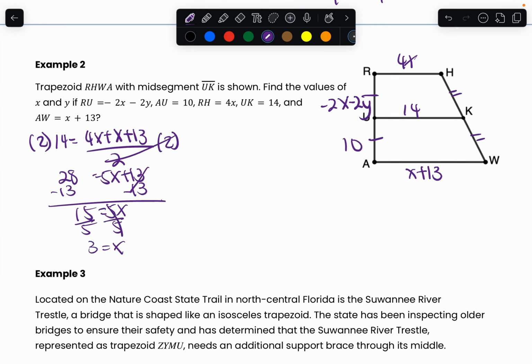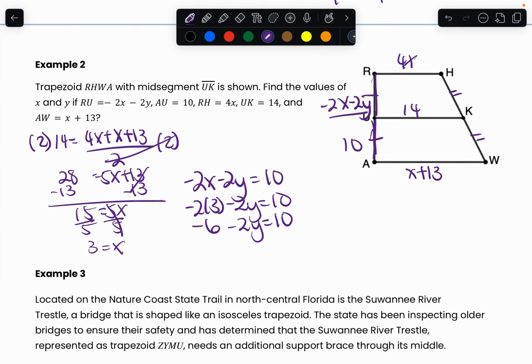Now to find my y here, I know my only expression with y in it is this one. But I also know that this segment and this segment right here are actually equal. So I can set them equal to each other. I do negative 2x minus 2y equals 10. Now I can plug in my x value. Negative 2 times 3 minus 2y equals 10. This will give us negative 6 minus 2y equals 10.